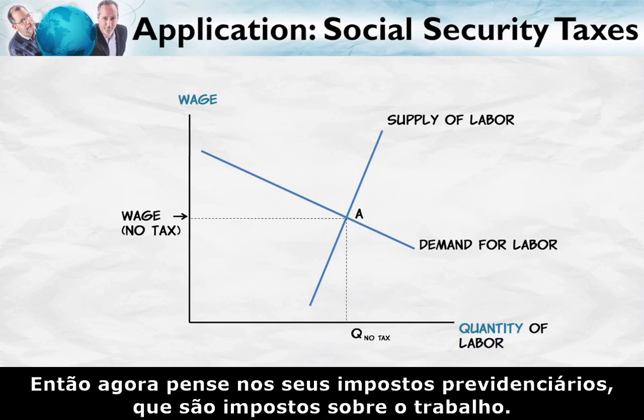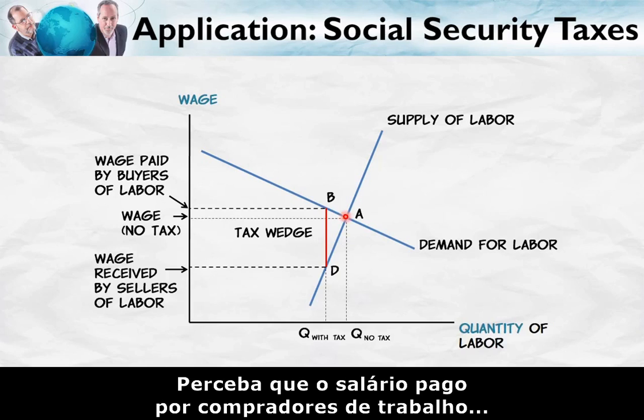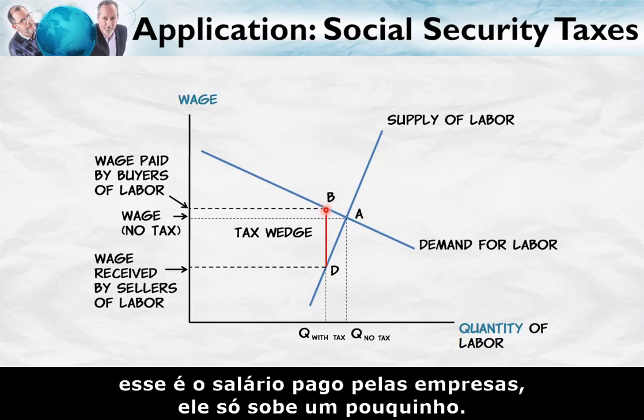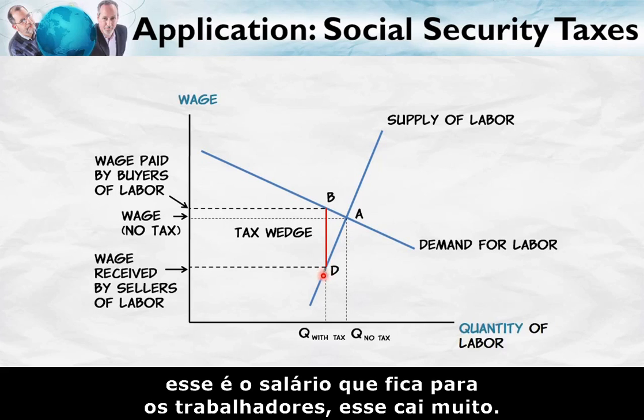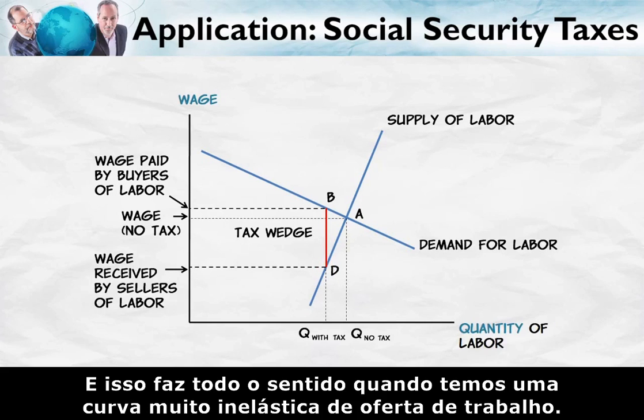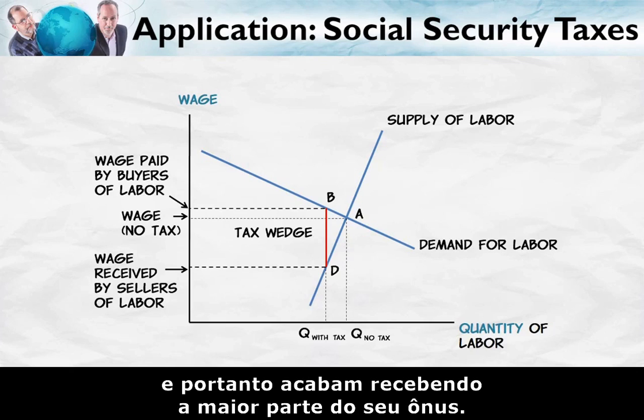So now, think about your FICA taxes. That's a tax on labor. What's the effect of that? Well, it's going to look something like this. Notice that the wage paid by buyers of labor, that's the wage paid by the firms, goes up only a little bit. On the other hand, the wage received by the suppliers of labor, that is the wage which the workers end up with, goes down by a lot. And this makes perfect sense when we have a very inelastic supply of labor. The laborers can't escape the tax, and therefore they end up bearing most of the burden of the tax.